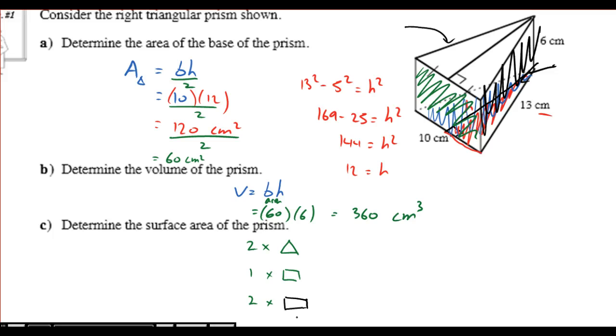And I'm just going to add them all together. So again, we have the triangle, which I already did. Each one is 60, so it's going to be 2 times 60 for a total of 120 centimeters squared.